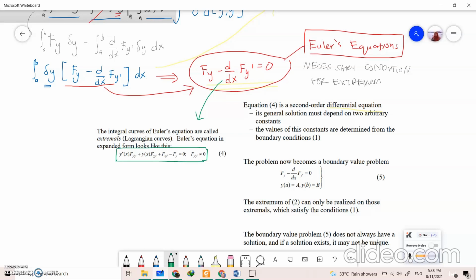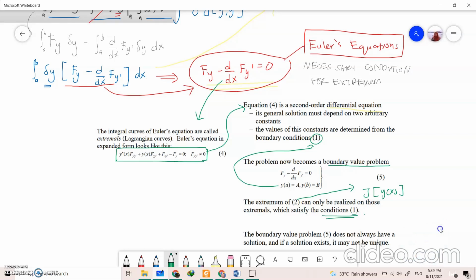Now this is a second order differential equation, so its general solution must depend on two arbitrary constants. The values of these constants are determined from the boundary condition, the first condition that was mentioned previously. Then the problem of this Euler equation becomes a boundary value problem. So the extremum of the functional J can only be realized on those extremals which satisfy the boundary condition here.